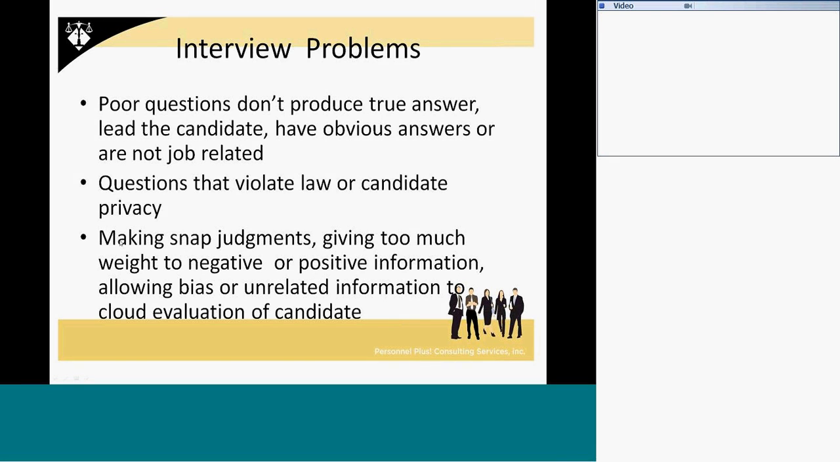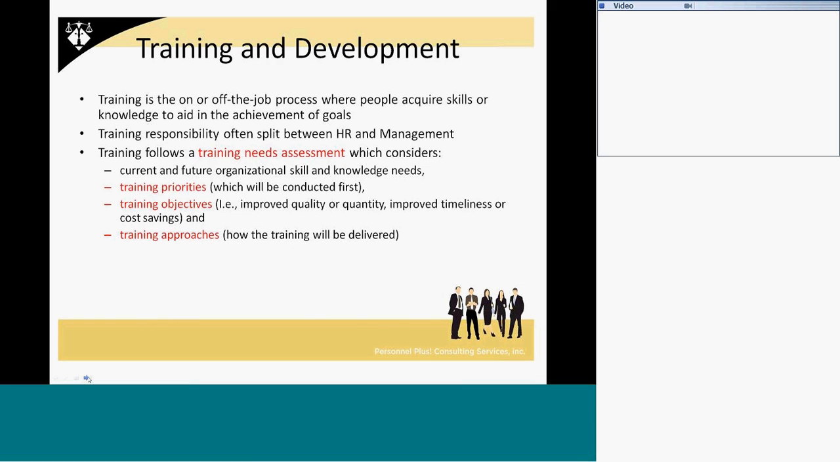Other problems include making snap judgments based on your first impression that might be negative or undeservedly positive, allowing bias or unrelated information to cloud your evaluation of the candidate.